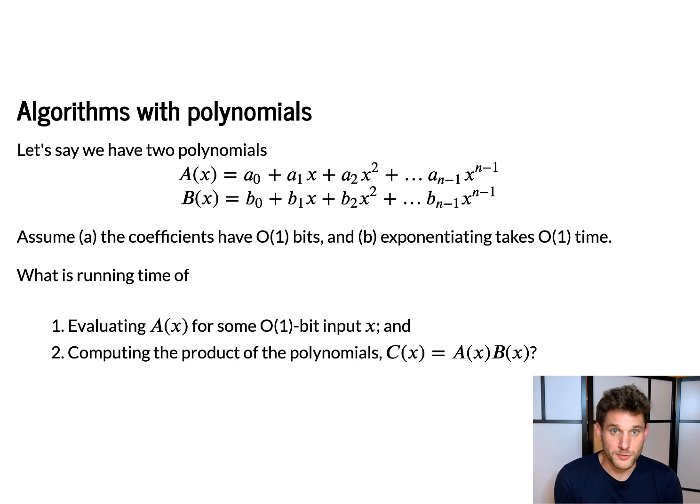So let's ask ourselves, what's the running time of just evaluating A(x) on some input x? I get some input x and I want to evaluate the polynomial A(x). How long does that take? Similarly, if you're given these two polynomials, A(x) and B(x), how fast can you multiply those two polynomials? How quickly can you get C(x), which is just the product of A(x) times B(x)? So let's look at those two questions now.